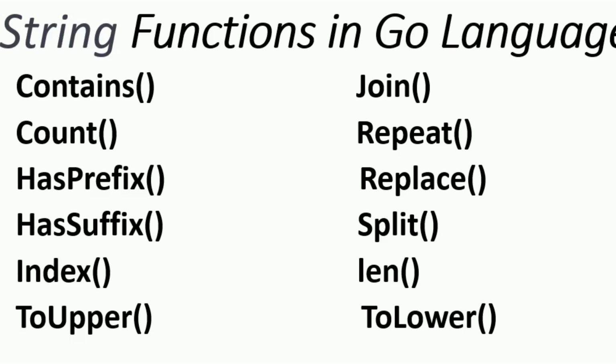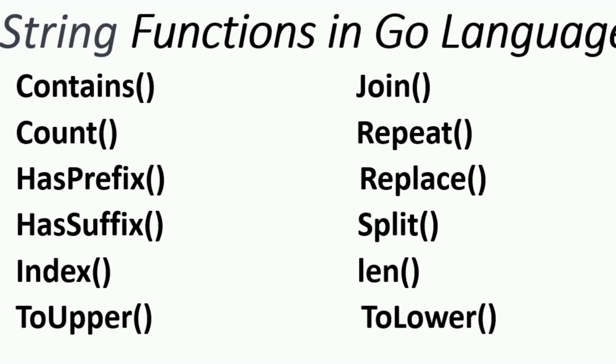My name is Sagar and today we are going to see what the string functions are in Go language. Before going to the string functions, I would like to tell you what a string is in Go language. A string is nothing but a sequence of characters, or a collection of characters, or a group of characters. Let's say "hello". Hello is a string, but H is a character, right?